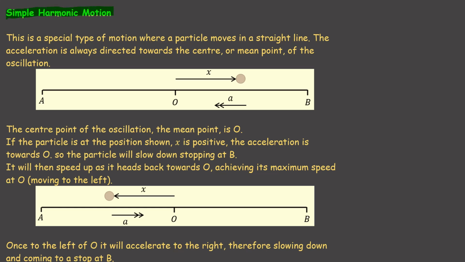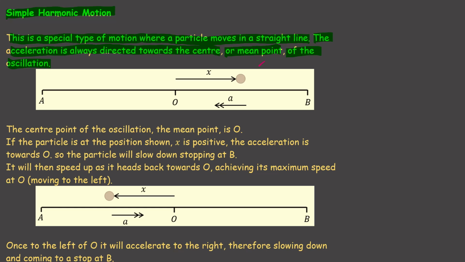Simple harmonic motion, or as it's often referred to, SHM. This is a special type of motion where a particle moves in a straight line. The acceleration is always directed towards the centre, or mean point, of the oscillation. We've met this type of thing in some of our earlier examples.